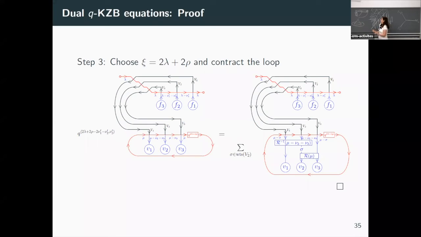So this also, in fact, graphically tells us why Etingof and Varchenko took this 2λ + 2ρ as these twistings, because these are the only ones that match with the graphical calculus to be able to contract a loop. And then if we do that, the only thing that we have left is really just dynamical R matrices together with the additional projection onto a certain weight space of V2. So this is then the short version of the proof of these dual q-KZB equations.